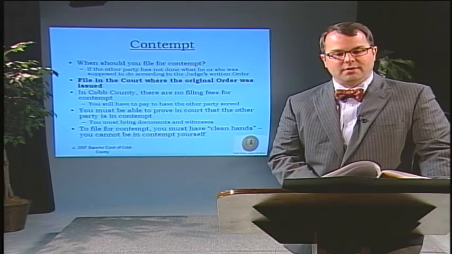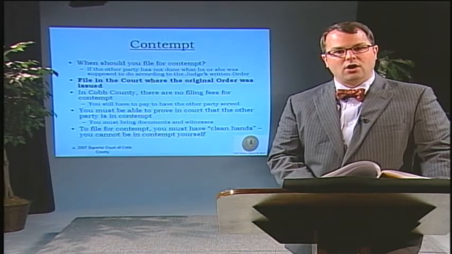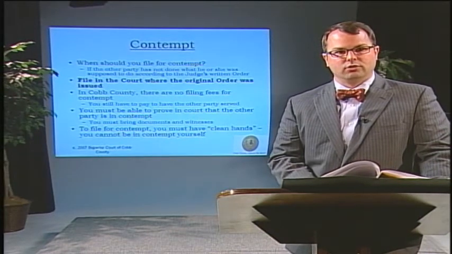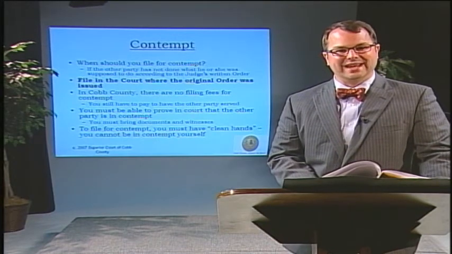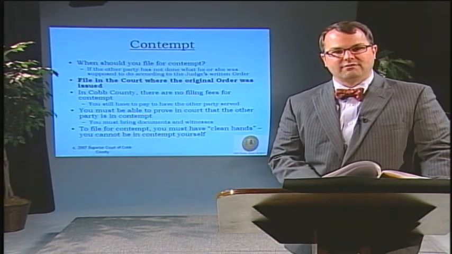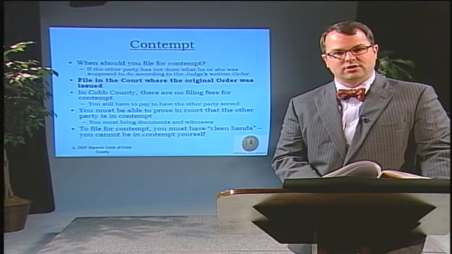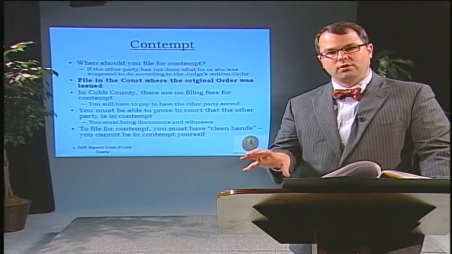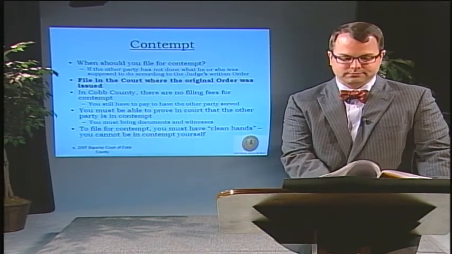And also keep in mind, as my dad always said, two wrongs don't make a right, that you cannot also be in violation of that order in order to bring a contempt action. In other words, you have to have what we call in the law clean hands, meaning you have to have done everything you were supposed to do pursuant to that order in order to file a contempt action and have the court order the person who's not doing what they're supposed to do pursuant to that order to do so.